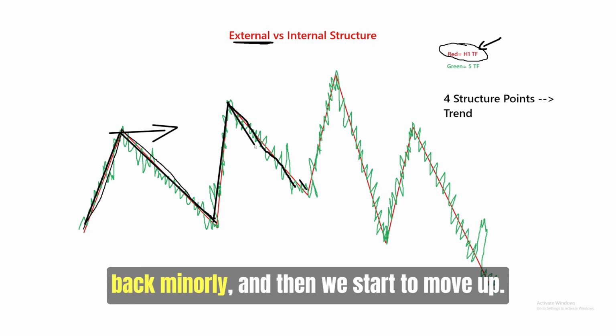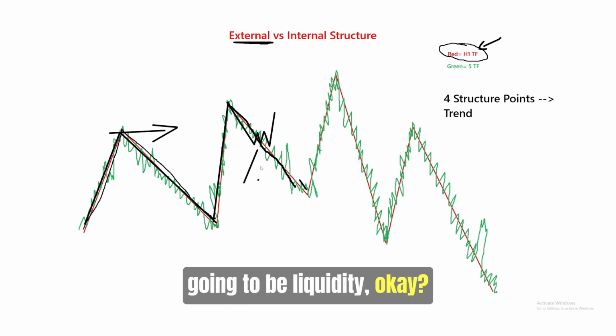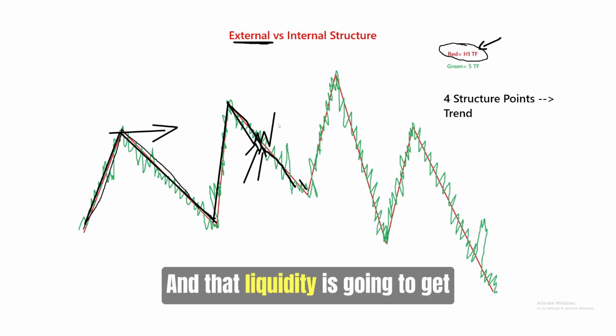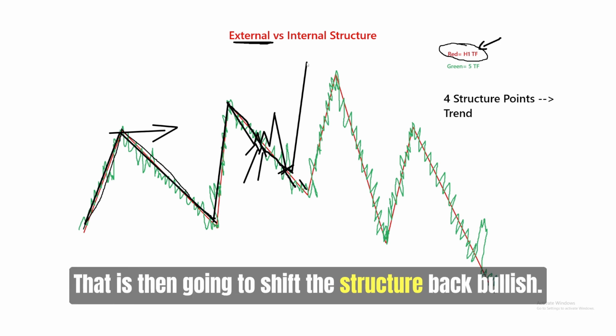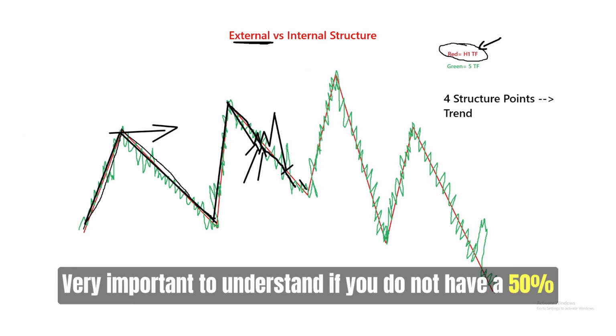Otherwise, if it does not retrace 50% or more, let's say we create a new high, we pull back minorly, and then we start to move up, you need to expect that that's going to be liquidity. Okay, and that liquidity is going to get taken out into the real structure point that is then going to shift the structure back bullish. Very, very important to understand.